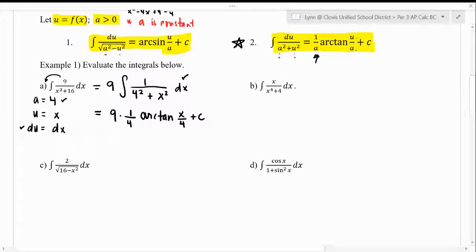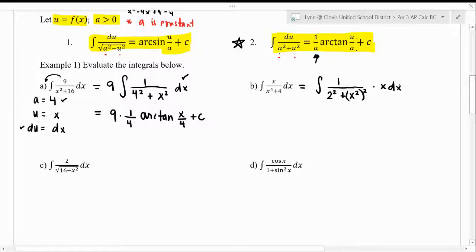Okay, so let's try B. For this one here, the x cannot go to the front because it's a variable, so I'm going to move it over with the dx. I want to keep it as that 1. And then I want my constant first, so 4, but I'm going to write it as 2 squared. And then plus, and again I want to write this as a square as well, so that would be x squared, squared. And then pull that x to the front, or not to the front, but to the dx.